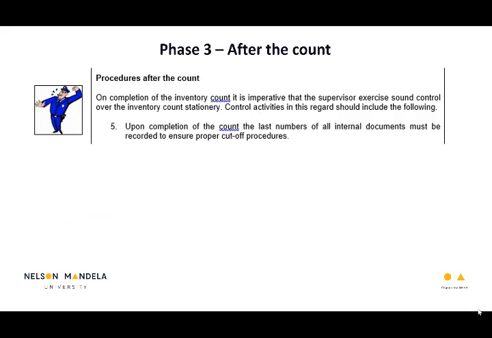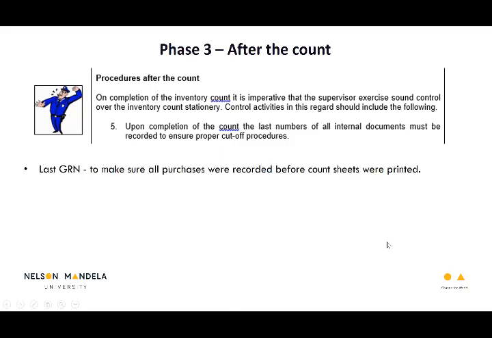The same process should be followed to make sure that all the goods that we've purchased during that financial year have been taken into account in our purchases journal. So, for the last goods received note, we check that number to make sure that all the purchases were recorded before the count sheets were printed. If not, the quantity reflected on the count sheet will be less than what is reflected on the floor.